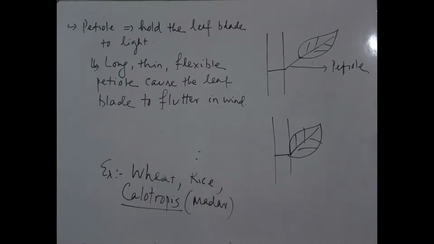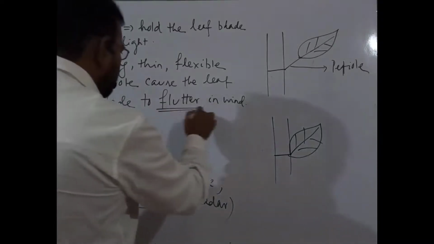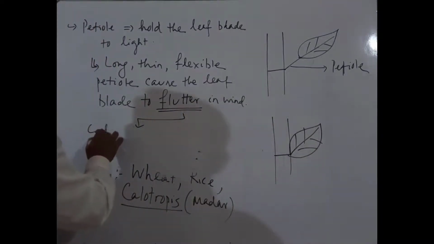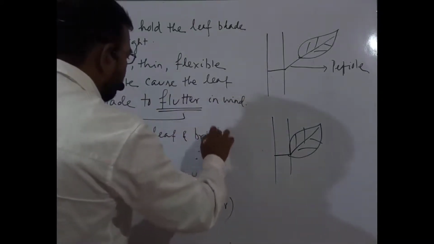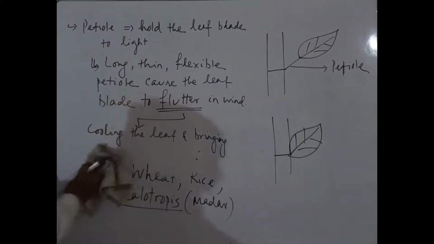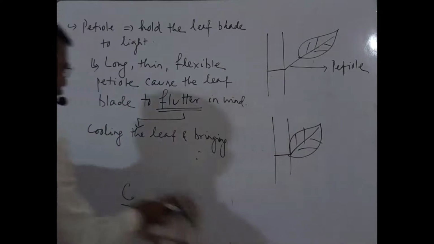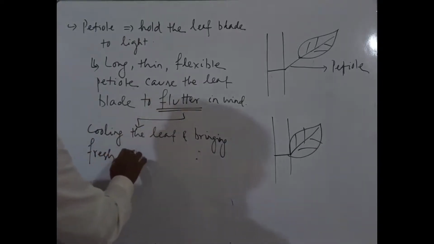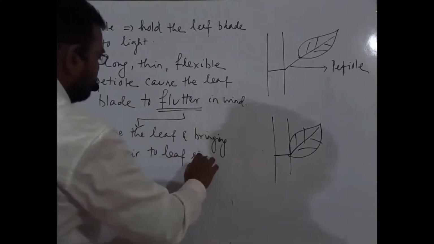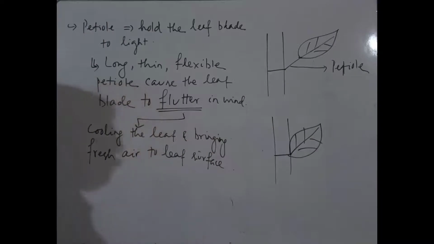So because of this, what is the help? Cooling the leaf and bringing fresh air to leaf surface. What is the function of this fluttering? Cooling the leaf and bringing fresh air around the lamina. So cooling the leaf and bringing fresh air to leaf surface. Okay.